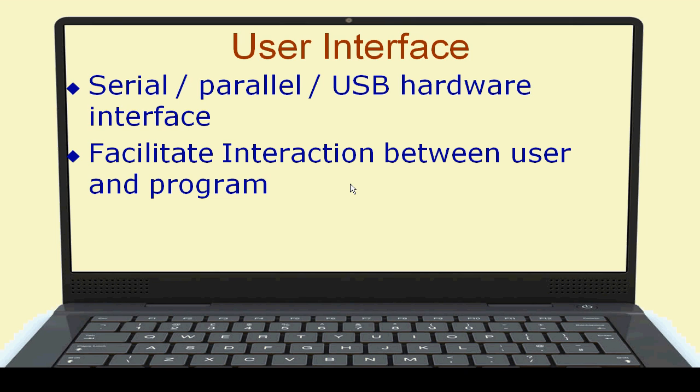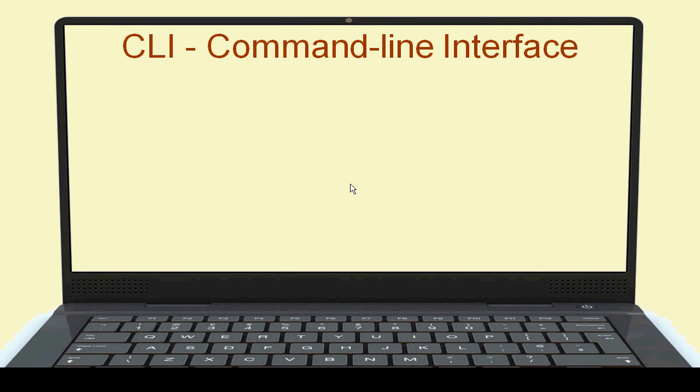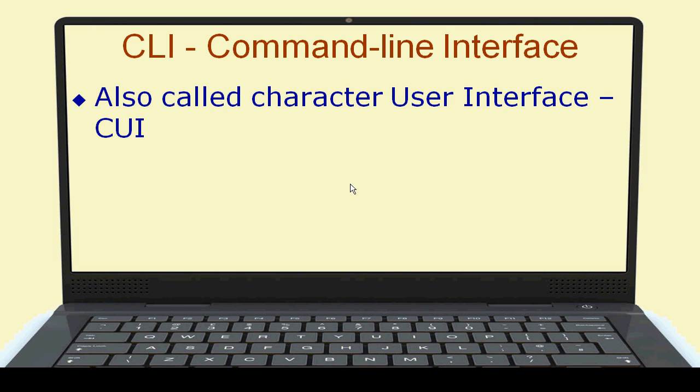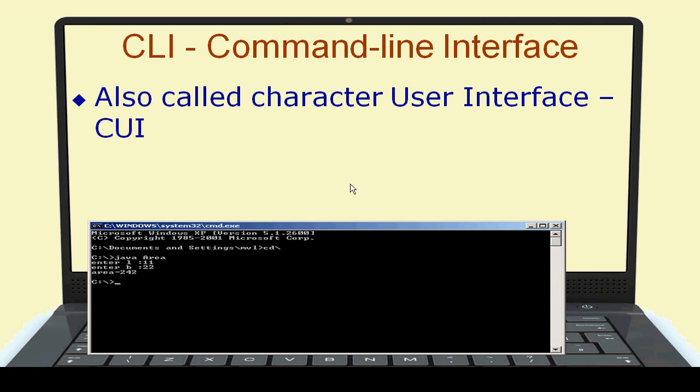Two types of user interfaces are popular. CLI, which stands for Command Line Interface, and GUI, the Graphical User Interface. Command Line Interface is also called a Character User Interface. In the good old MS-DOS days, the computer used to boot through a command prompt. Even in the newer Windows versions, command prompt can be invoked.